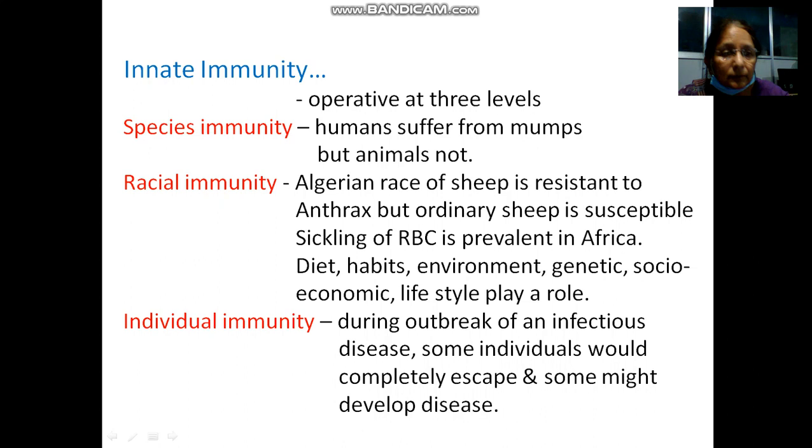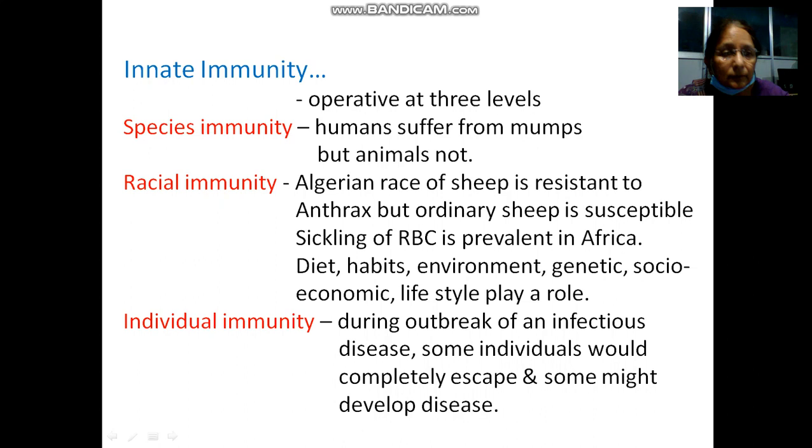Species immunity: humans suffer from mumps but animals don't. Racial immunity: the Algerian race of sheep is resistant to anthrax but ordinary sheep is susceptible to anthrax. In the same way, sickling of RBC is prevalent in Africa but not so in other continents. Diet, habits, environment, genetic makeup, socioeconomic lifestyle, all of them play a very important role in racial immunity.